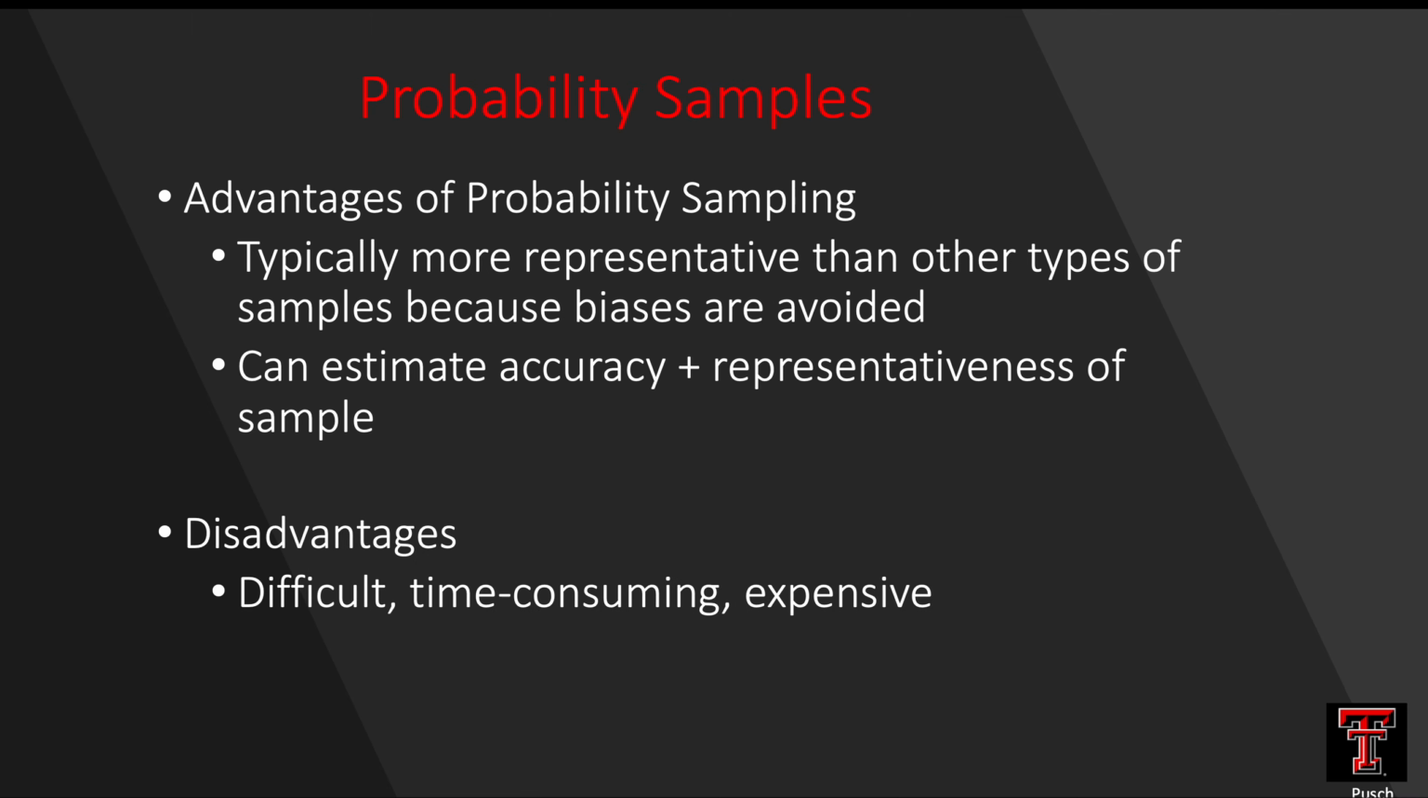Okay. So some advantages of probability sampling: again, representativeness, and biases can be avoided. We can also estimate the accuracy and representativeness of the sample. The disadvantage, again, is that it's difficult, it takes a very long time, and it's very, very expensive to do.